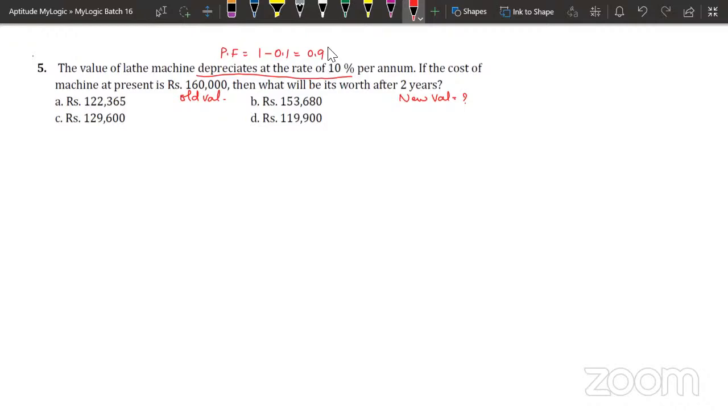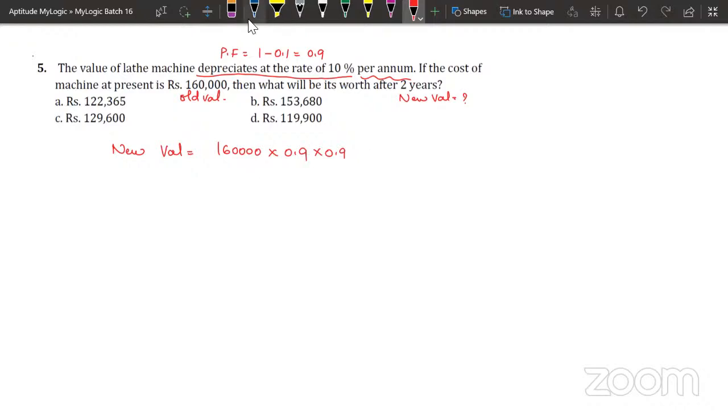Now, after we know the percentage factor, the new value is what we are supposed to find. Old value is given. So what is the new value, that is, the value after 2 years? It is old value into percentage factor 2 times. Why are we multiplying 2 times? Because it is reducing 10% per annum. Therefore, for 2 years, 10% will reduce 2 times, which is 0.9 twice.